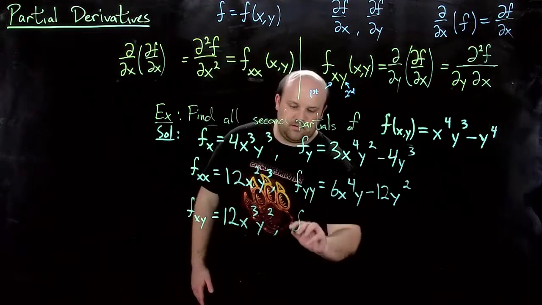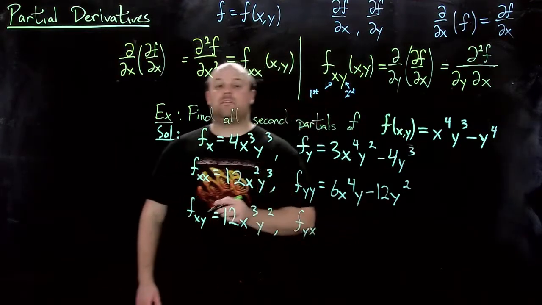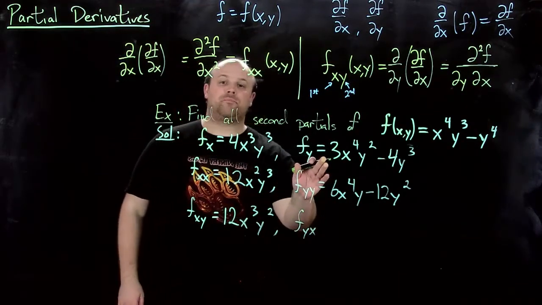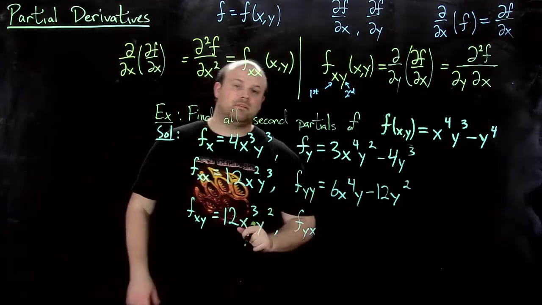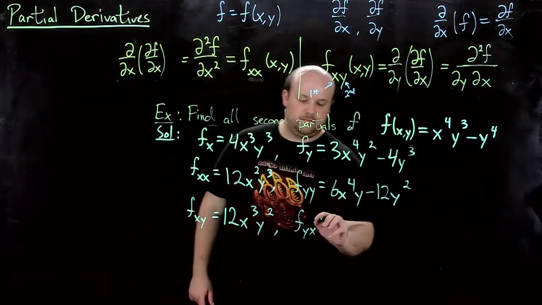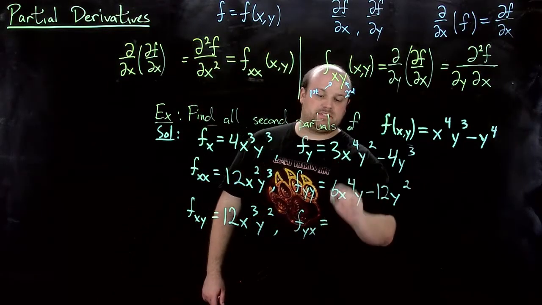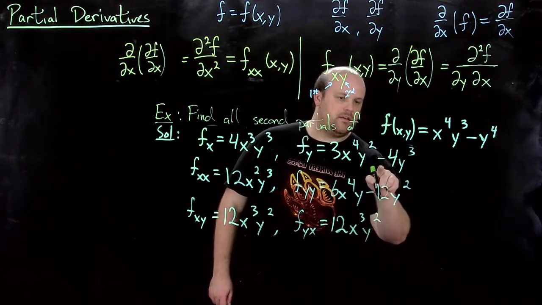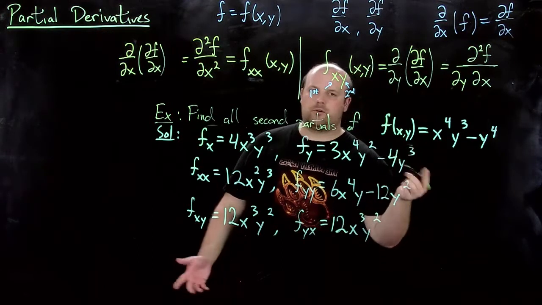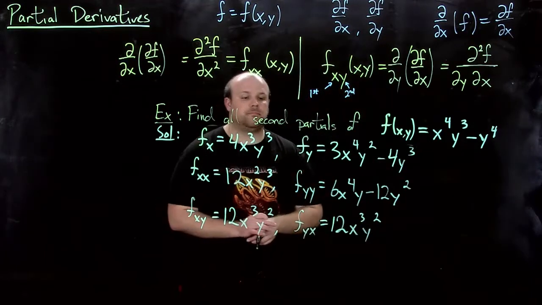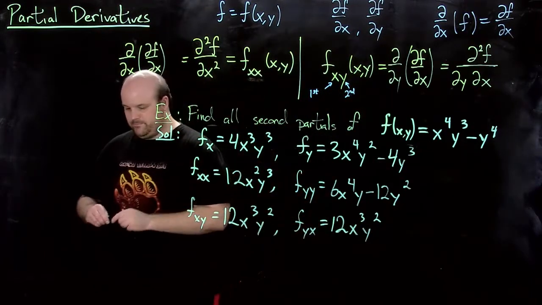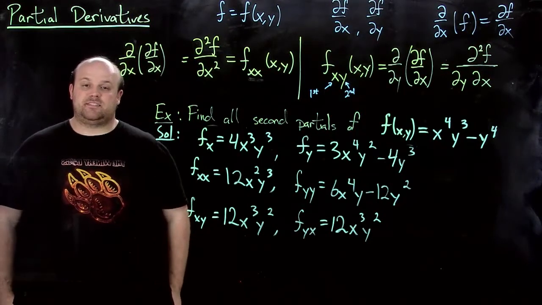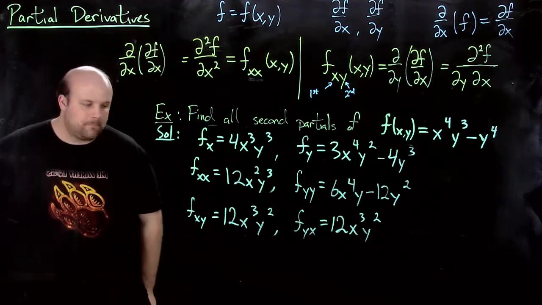And over here, for fyx, we have to take the derivative of this thing up here with respect to x. So that gives us 12x cubed y squared minus 0, because the 4y cubed has no x in it. Well, that's all the second derivatives.